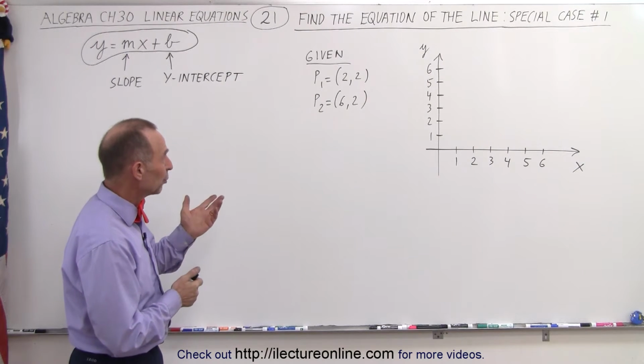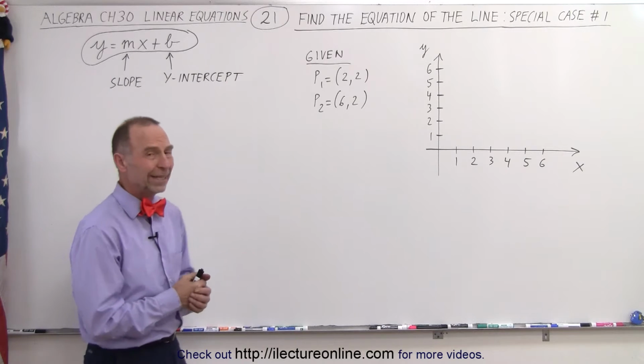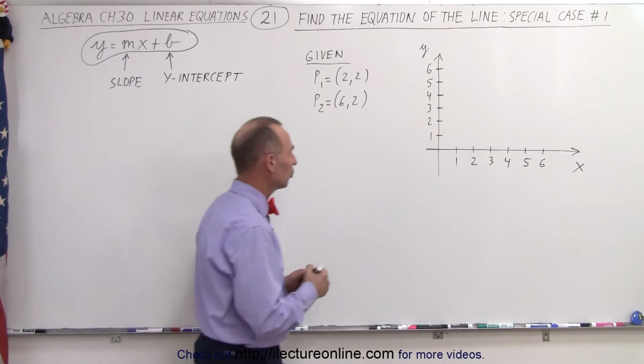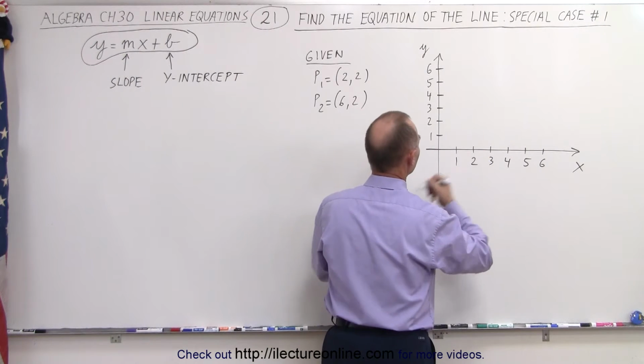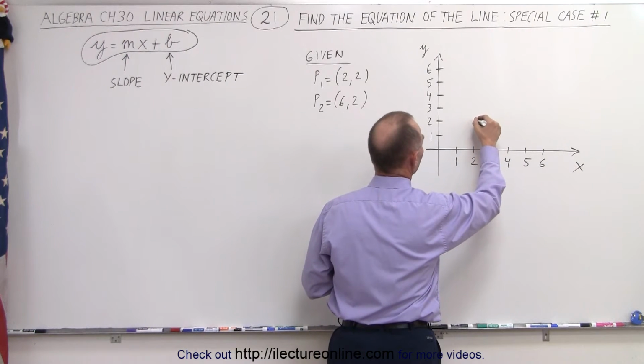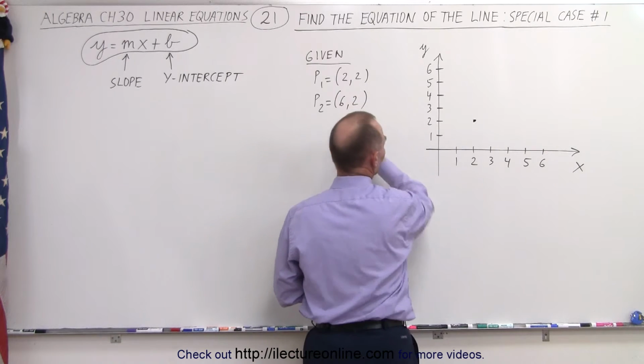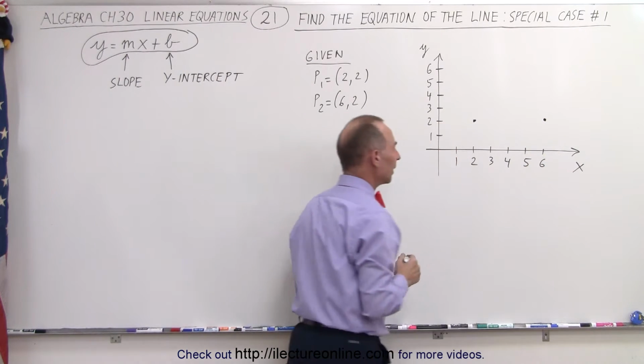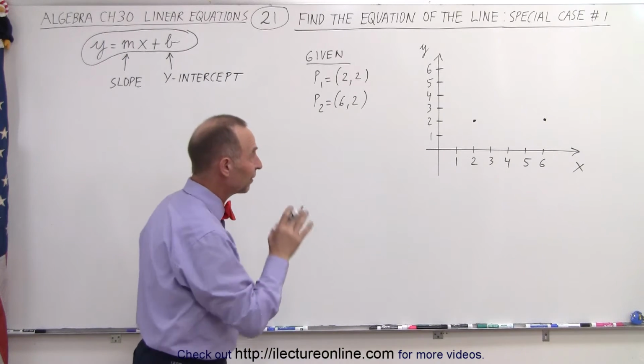Here we're given that point 1 is (2, 2) and point 2 is (6, 2). Let's find those 2 points on the xy plane. So (2, 2) would be right over here. We'll go this way, go that way, so right there. And the second point, (6, 2), so we go 6 on the x-axis, 2 on the y-axis, right there. All right, what would be the equation of that line?